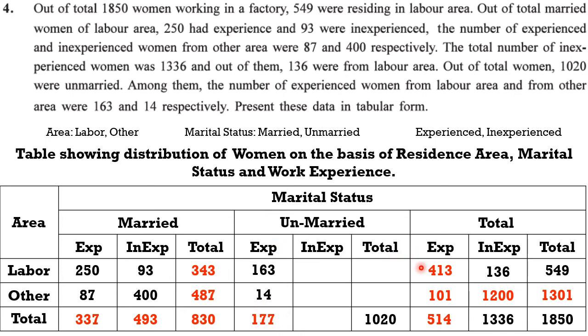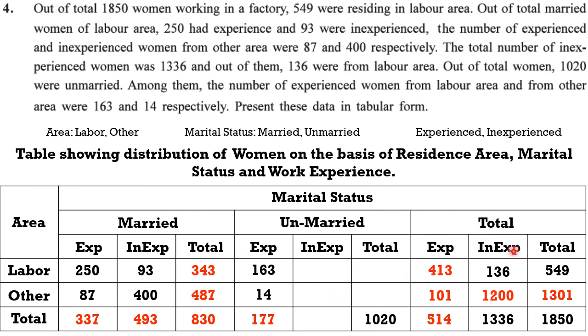Now how to fill up the remaining table? You see here the total of experienced values. I hope you guys see here. So how we do it? First of all, the total of labor area women are 549, of which married women are 343. So we can get the difference for unmarried women. Similarly, total of other area is 1301, of which the married are 487. So we can get the difference for unmarried, okay.